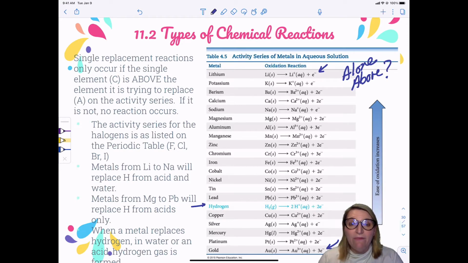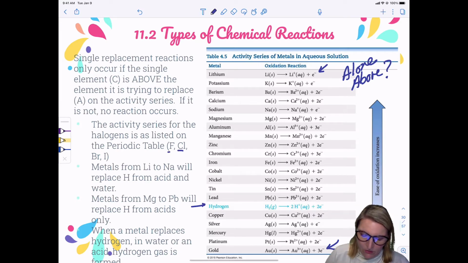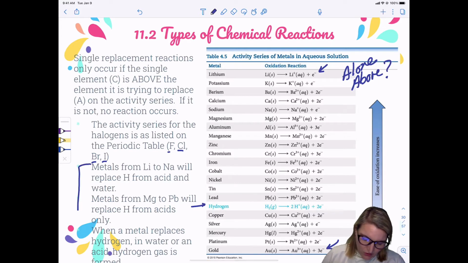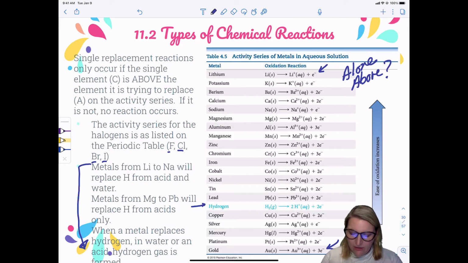We also have a situation where nonmetals can replace nonmetals. We looked at that. The activity series for the nonmetals is as they're listed on the periodic table. So fluorine, chlorine, bromine, iodine. So I'm not going to give you that because you have the periodic table, but still that same alone above. And then there's just some more information down here about hydrogen.